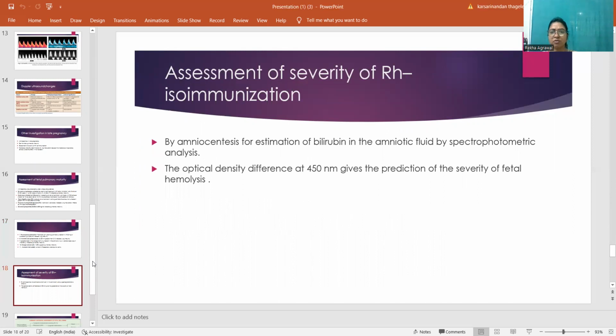Now comes the assessment of severity of Rh isoimmunization. This is very important in patients where the mother has a negative blood group and the husband or father has a positive blood group. This is detected by amniocentesis for estimation of bilirubin in the amniotic fluid by spectrophotometric analysis to assess the condition of the baby. The optical density difference at 450 nanometer gives the prediction of severity of fetal hemolysis.